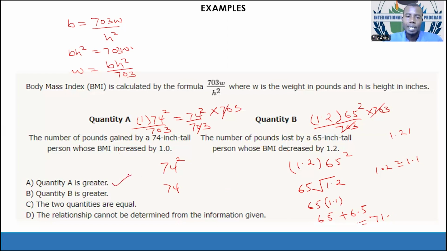So again, you can see how matching operations and approximations can help you. Because for quantitative comparison questions, all we are interested in is to determine the relationship between the quantities in the two columns. You don't need to be very precise or accurate with your arithmetic operations. So matching operations and approximations really help with these questions.